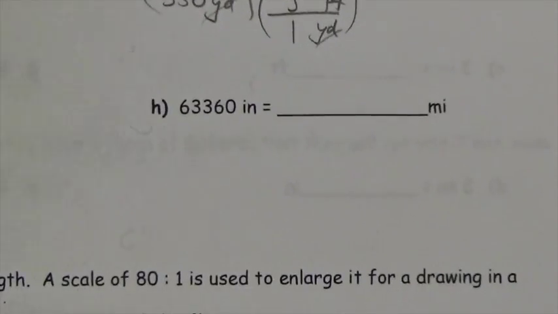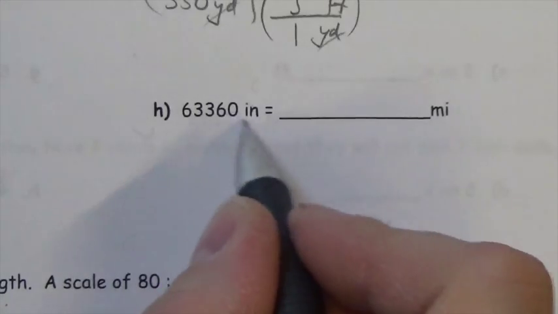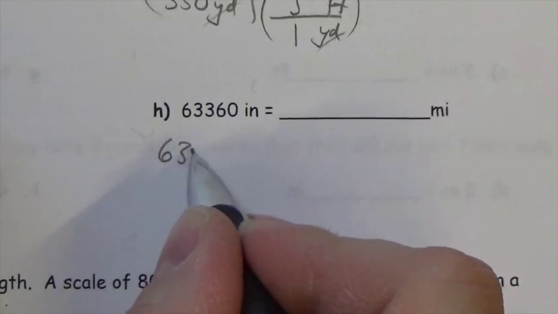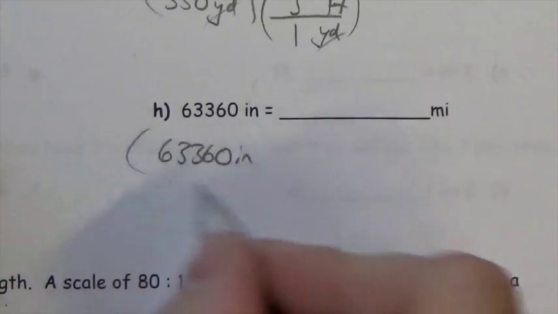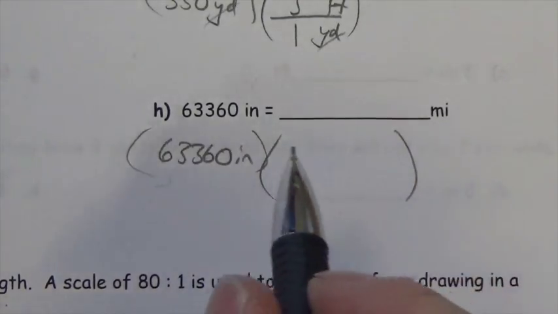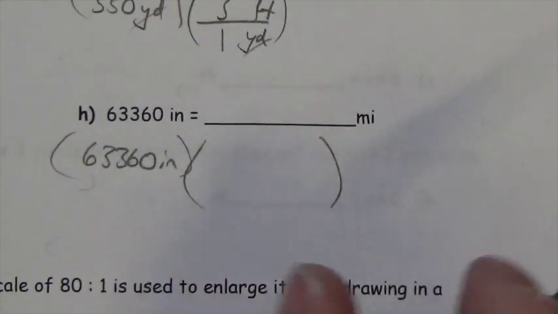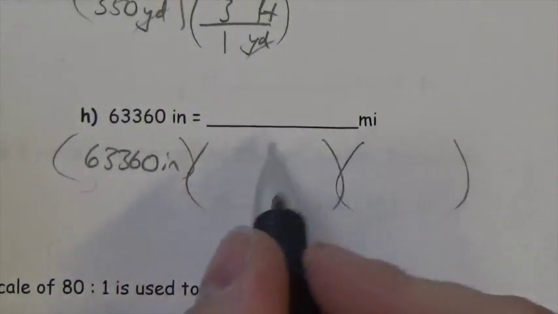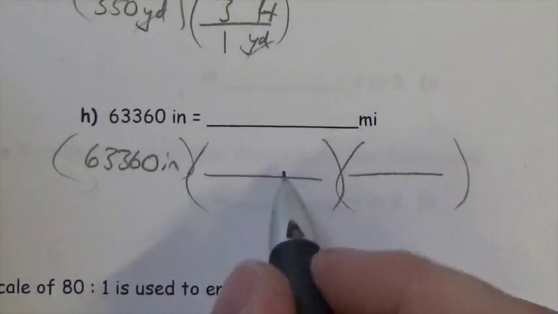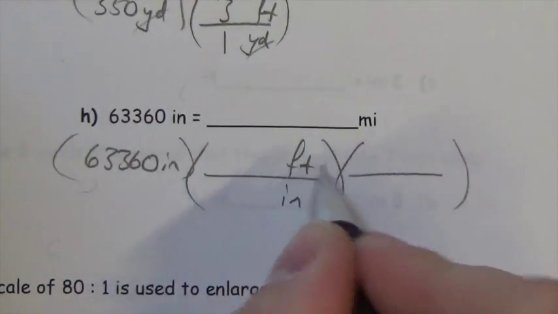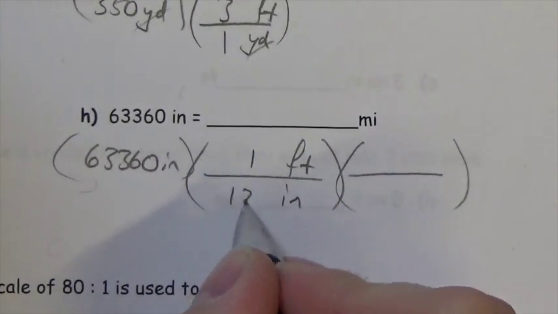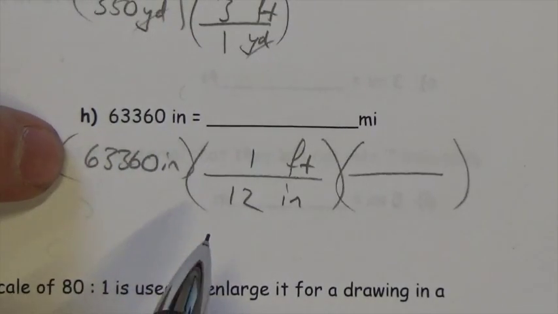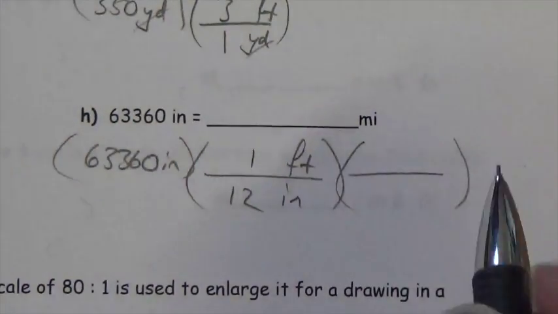And then down here, again, we're going from small unit to large unit, so I do expect the number to get smaller. So 63,360 inches. I don't have a direct conversion from inches to miles, but I do have one from inches to feet, and then from feet to miles. So let's do that. So inches to feet. I want inches in the denominator, I want feet in the numerator, and I know that 1 foot is 12 inches. So initially I'm going to divide this number by 12. Okay, the 63,360 by 12. That will give me an answer in feet.